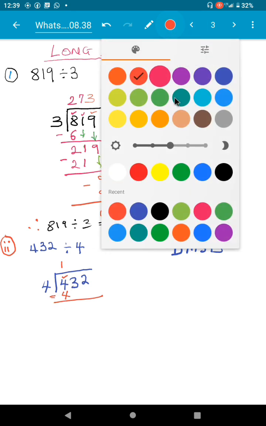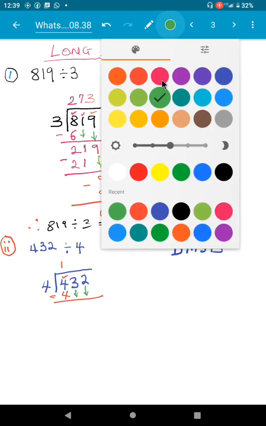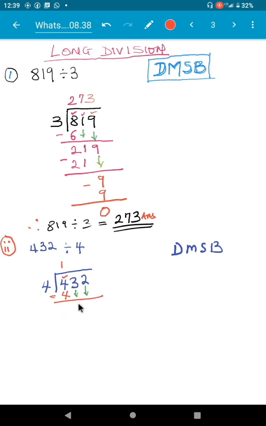Now let's bring down this other 2. I'm bringing this down. So when I bring it down, I'll be having 3 2 here. Now I'm done with the first digit. Let's go to the second digit. That's 3, which is this 3 here. I'm going to treat this digit now.